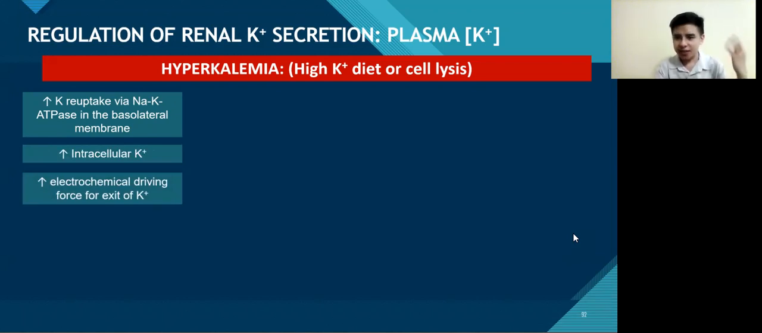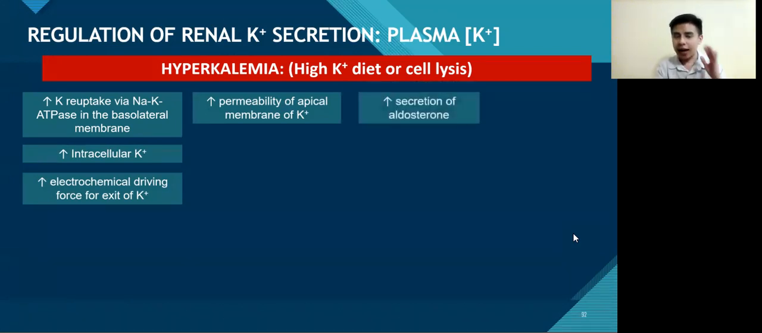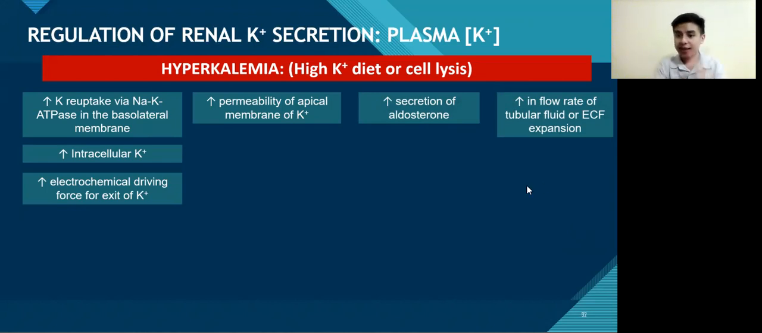We talked about this in the previous two slides, I believe, no? On top of that, there will be increased permeability of potassium in the apical surface of the tubular cells. Hyperkalemia will also enhance aldosterone secretion, and aldosterone is one of the factors that enhance potassium secretion in your kidneys. And whenever you have hyperkalemia, you also increase flow rate because of an expansion of your ECF. We'll talk about this last box later on.